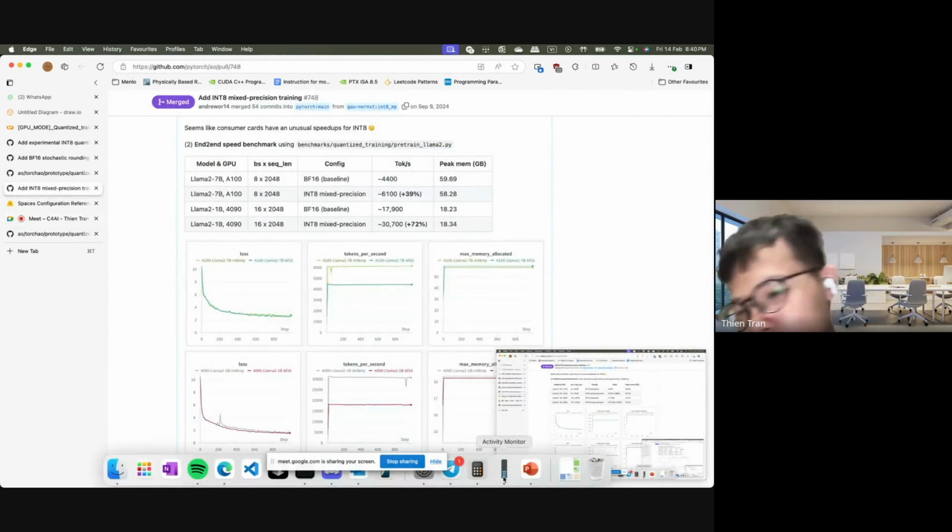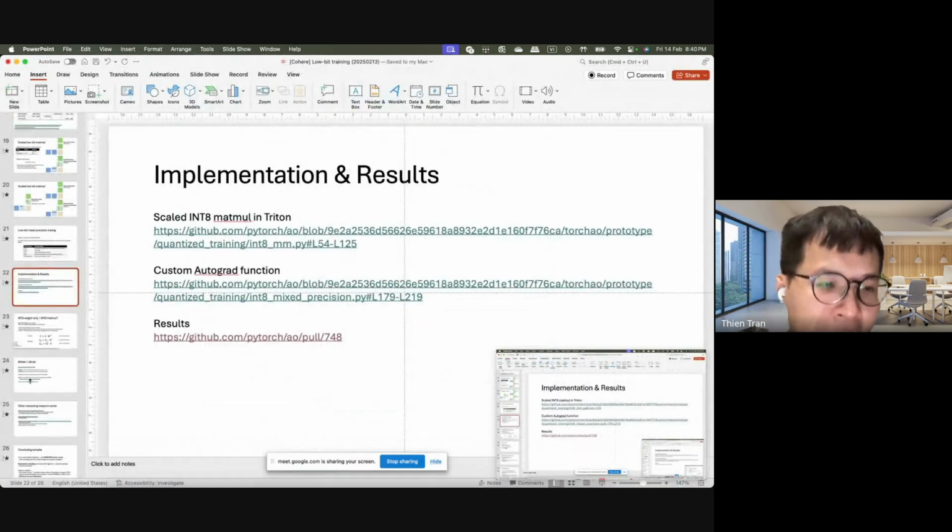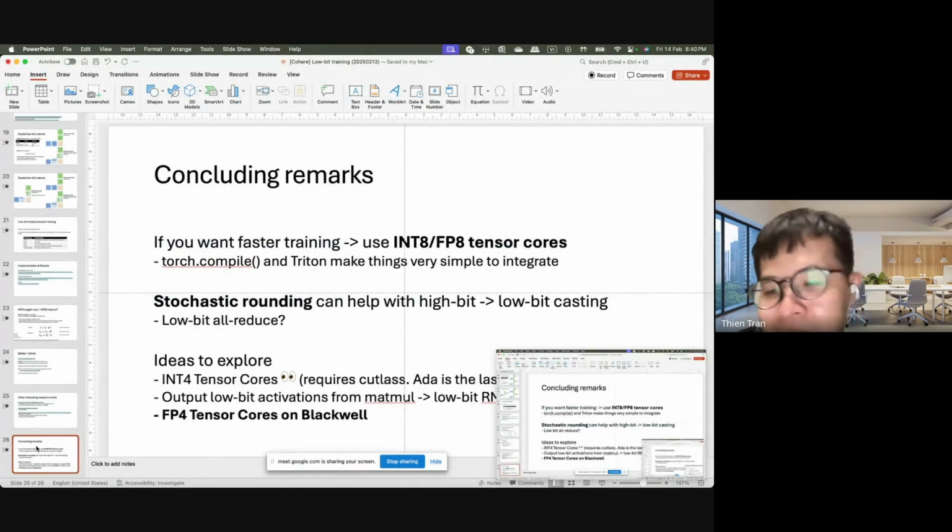I think one of the parts I put in the last slide is also about FP4, but sadly I don't have access to a Blackwell GPU. So if I buy myself a Blackwell GPU in the future, then I will probably play with it. But right now I don't have plans, mostly because I don't have access to it. Yeah.